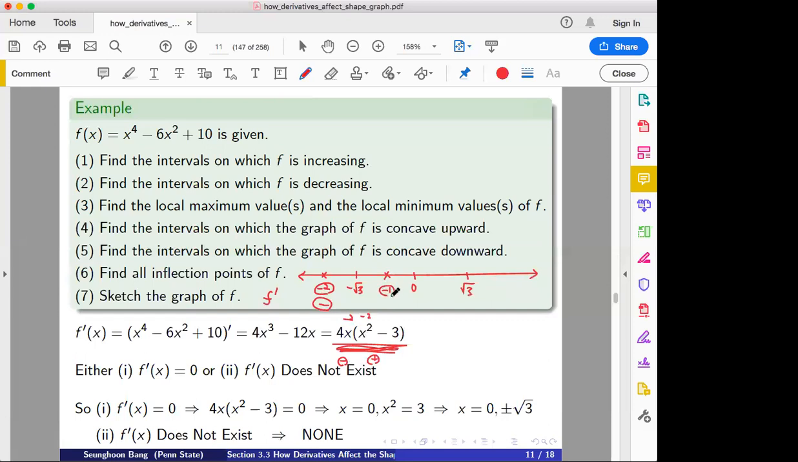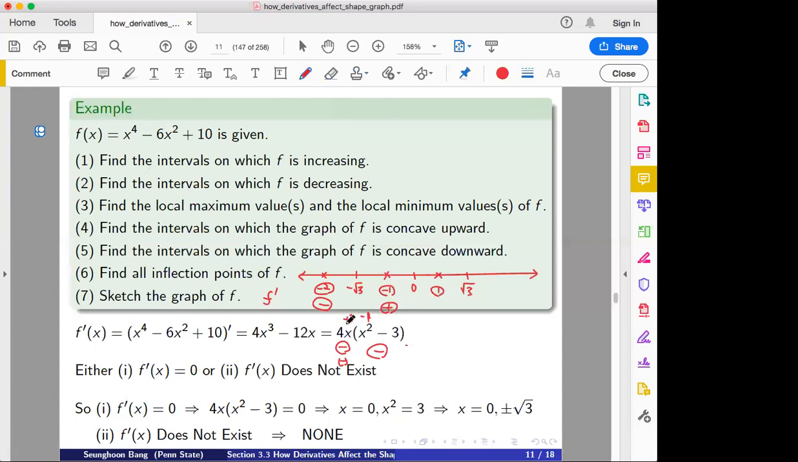I choose -1. You plug into x, -1. 4 times -1 is negative. The -1 squared is 1. 1 minus 3 is negative. So this is negative, and this is negative. The negative and negative is positive. Here, positive. You can choose 1.